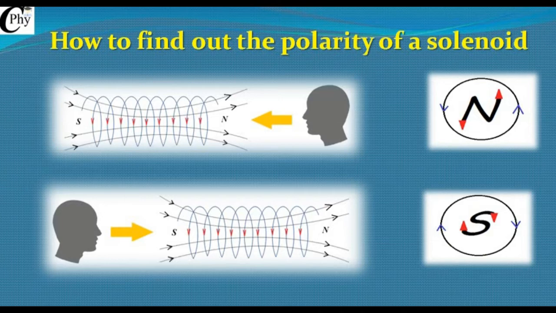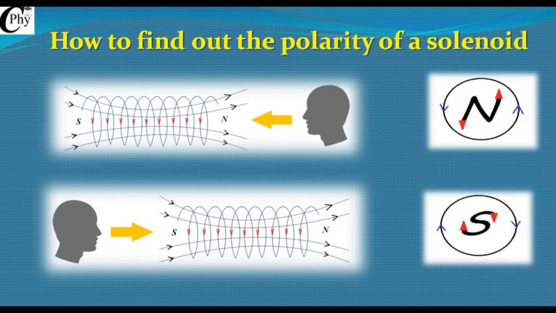So we have learned that a solenoid or a current carrying coil acts like a bar magnet. Now let's find out the polarity of such a solenoid if current is flowing in a particular direction. Suppose in this figure current is flowing in this way and you are looking at the solenoid from its right. So you will find that the current is flowing in a counterclockwise direction. If the current flows in a counterclockwise direction, then that side of the solenoid will act like a north pole.